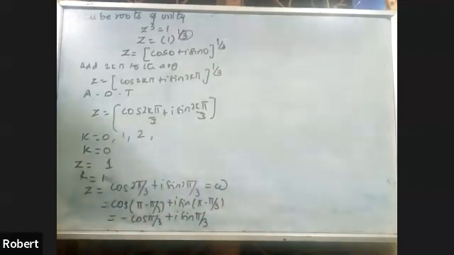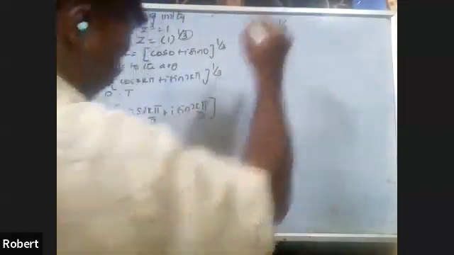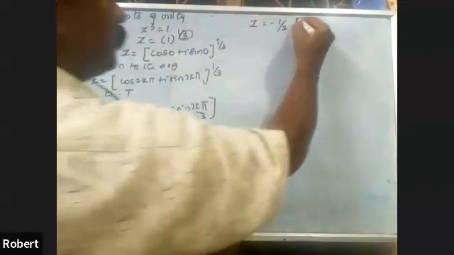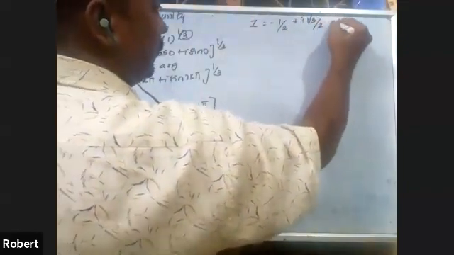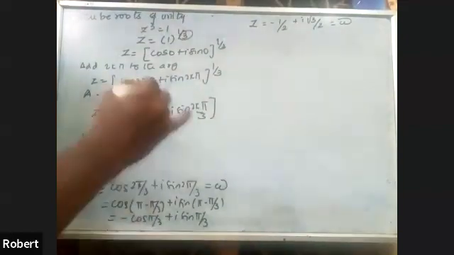60 degrees. What is cos 60 degrees? What is the value of cos 60 degrees? 1 by 2. So minus 1 by 2. Sin pi by 3 is root 3 by 2, so plus i into root 3 by 2. This is the value of omega. Now we have found the value of omega is minus 1 by 2 plus i root 3 by 2.